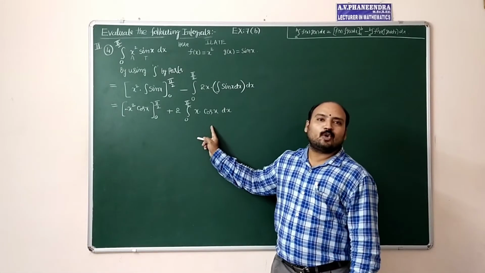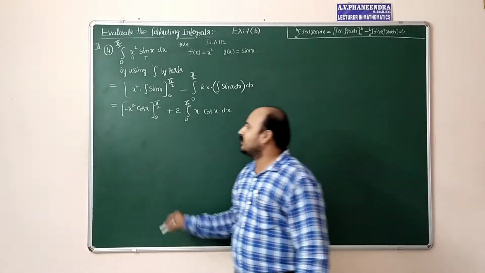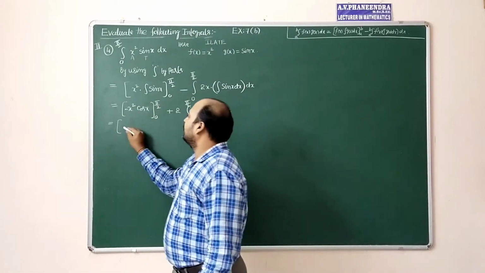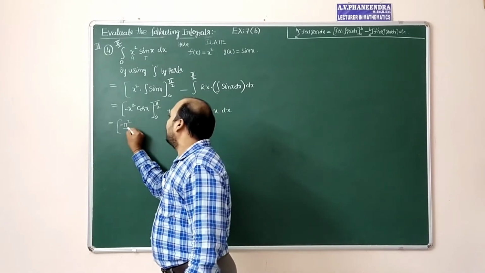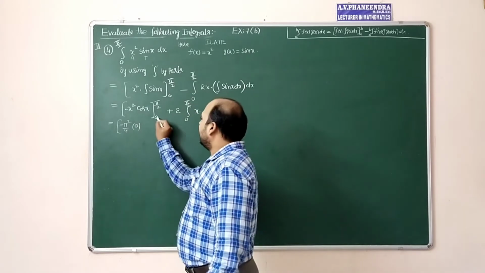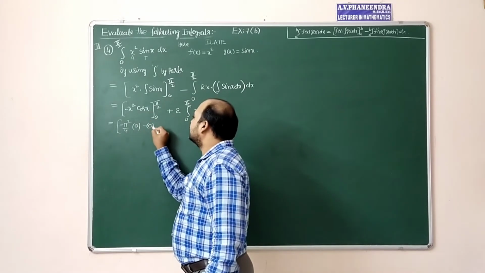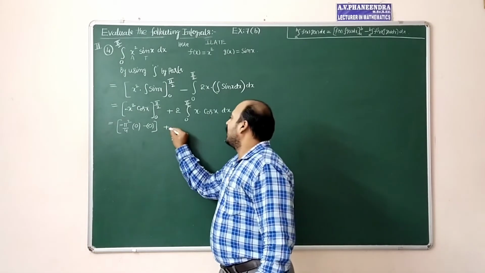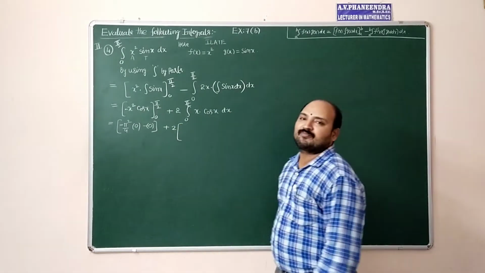Again here also you have to apply integration by parts. So here first I am applying the upper limit, that means minus pi square by 4, pi by 2 whole square, into cos pi by 2. At x equal to 0, substitute 0 into anything is 0. So this total term goes to be 0. Plus 2 into, keep bracket.